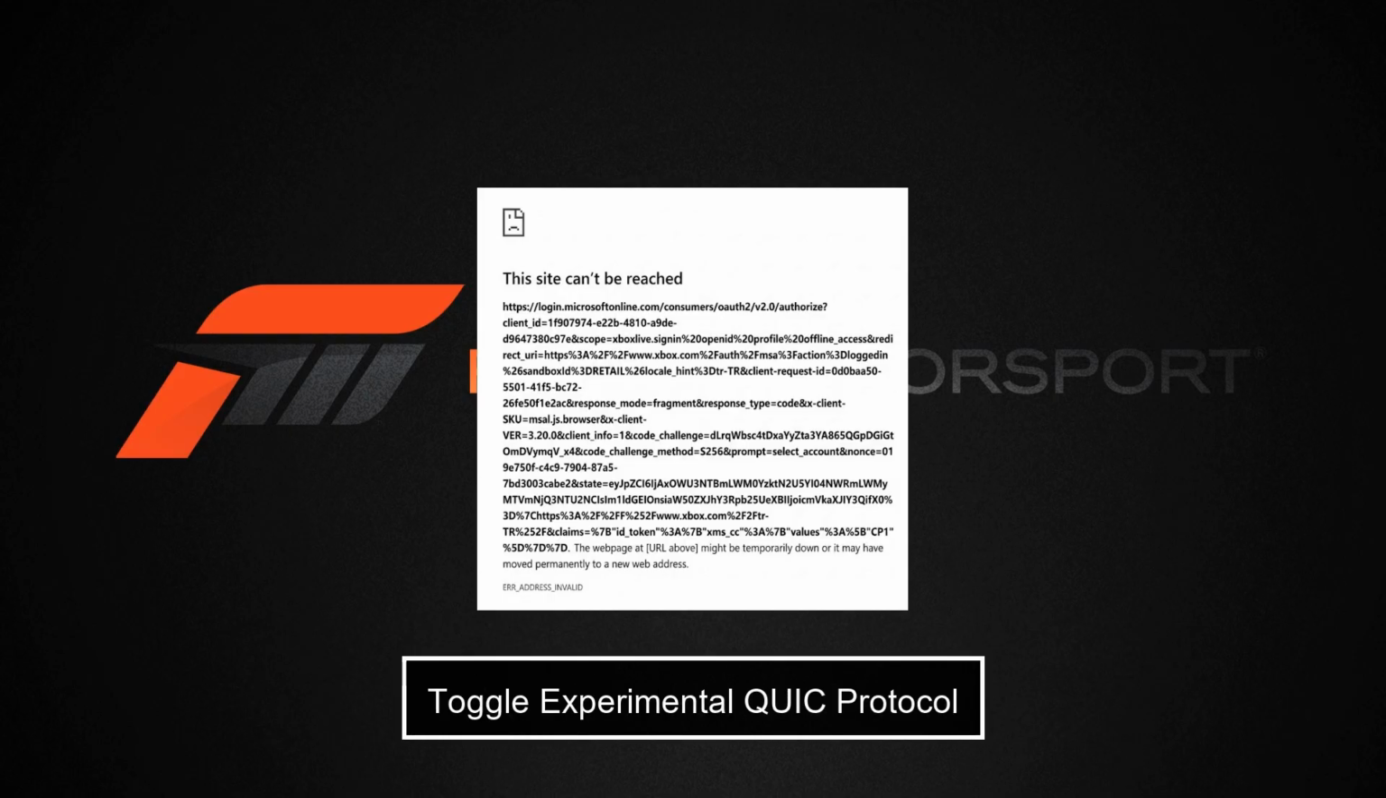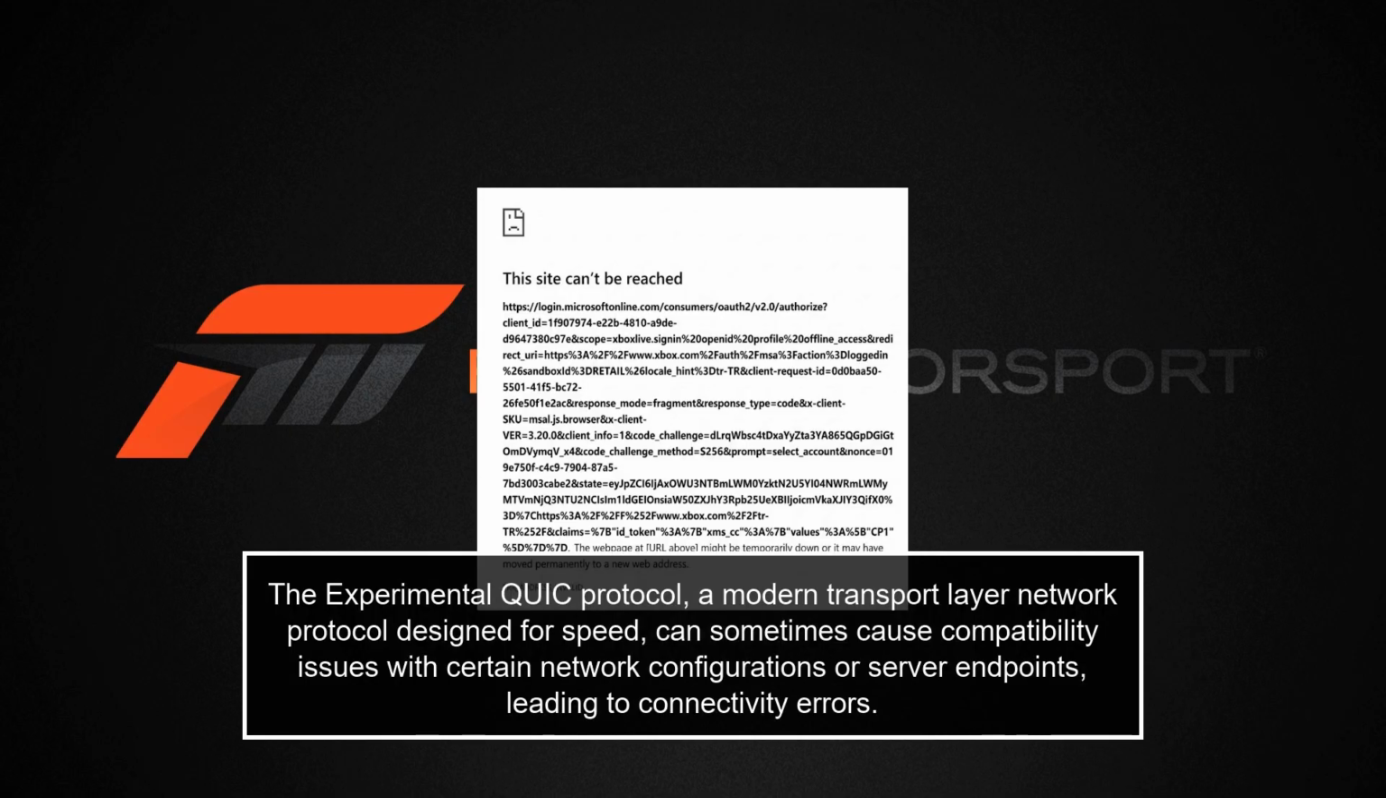Toggle Experimental QUIC Protocol. The Experimental QUIC Protocol, a modern transport layer network protocol designed for speed, can sometimes cause compatibility issues with certain network configurations or server endpoints, leading to connectivity errors.